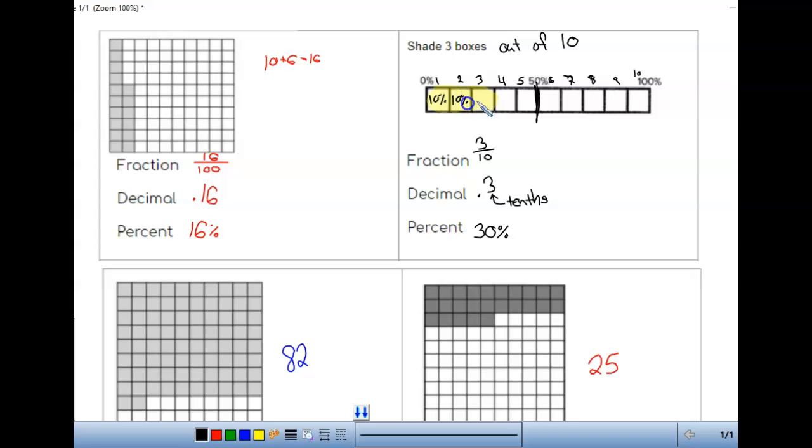Now there are other ways to figure it out than figuring out what each box is worth. But in this case, it's not too bad since they're each worth 10%. Later, we will work on strategies when the models are not as easy.